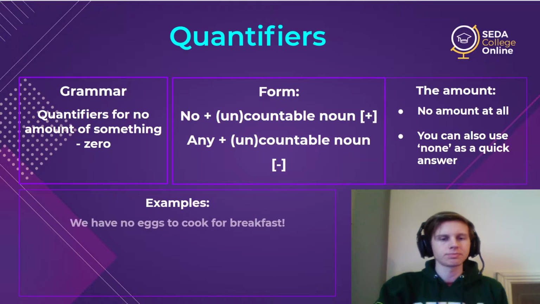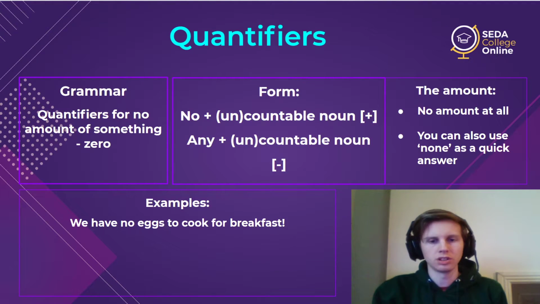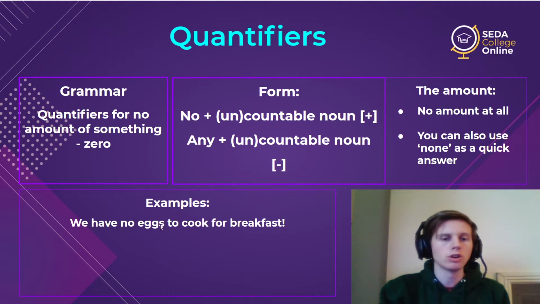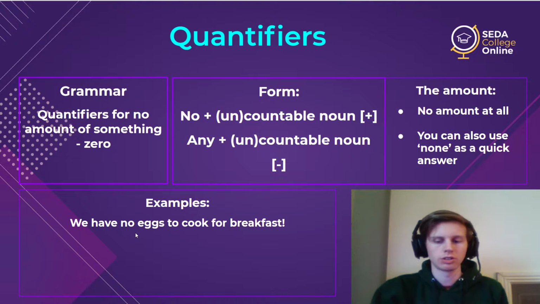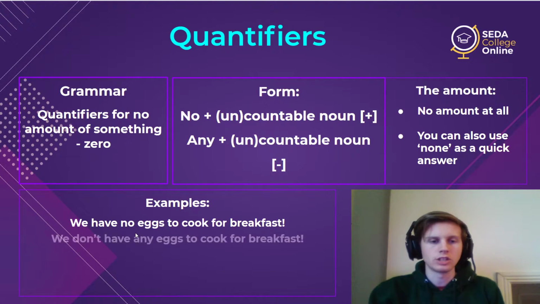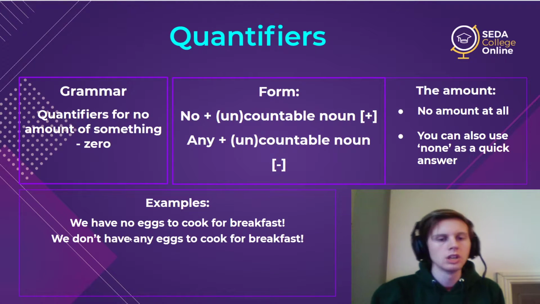So we have no eggs to cook for breakfast. So here, the verb is positive, have. So I can say no eggs here. We have no eggs to cook for breakfast. But what if I make the verb negative and say don't have? Well, then we change. We don't have any eggs to cook for breakfast.